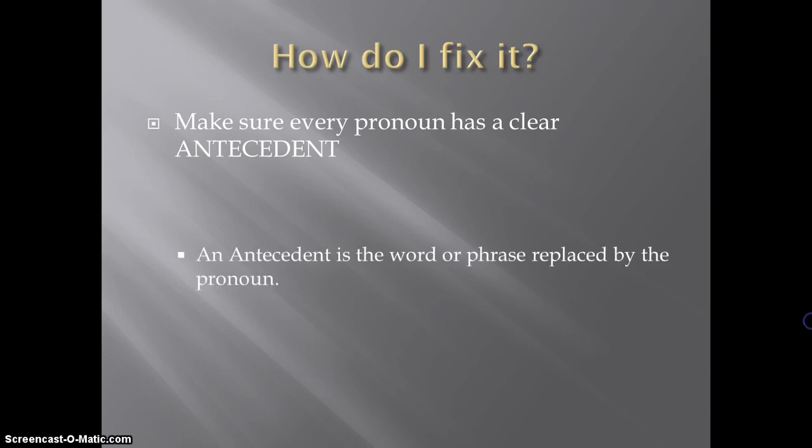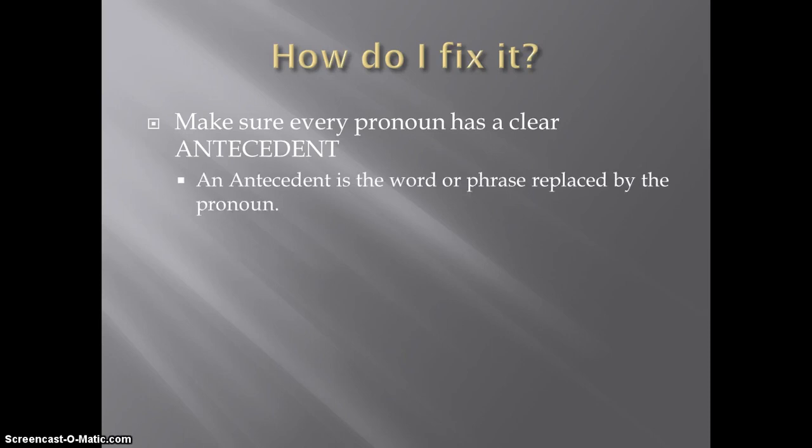Well, what is an antecedent? An antecedent is a word or phrase replaced by the pronoun. In that example I gave earlier about Billy going to the store and buying a goat, if I said Billy went to the store and he bought a goat, Billy is the antecedent. That is what is being replaced.